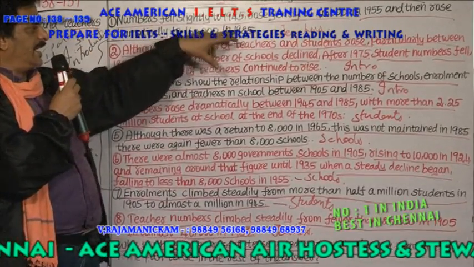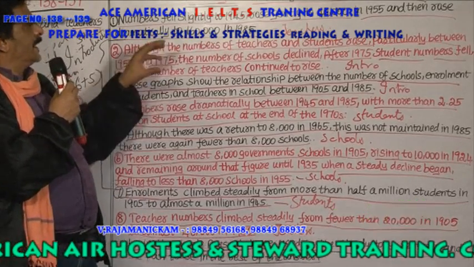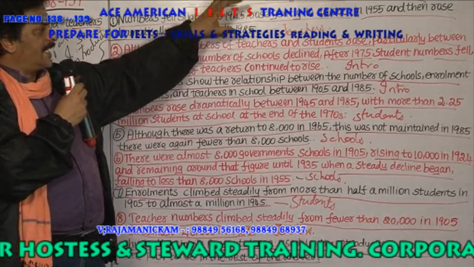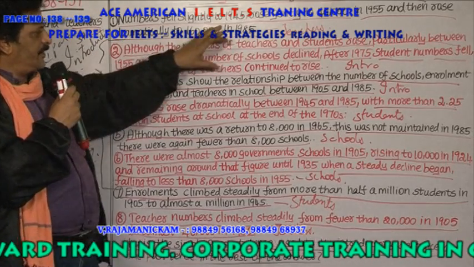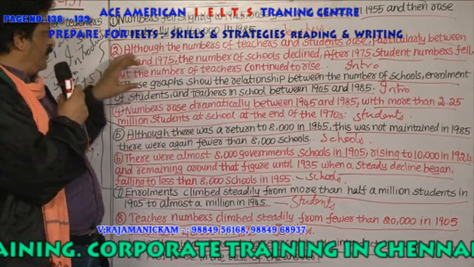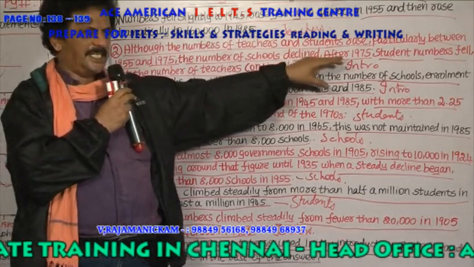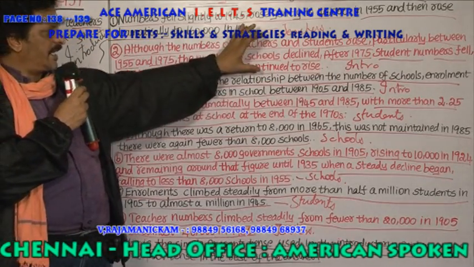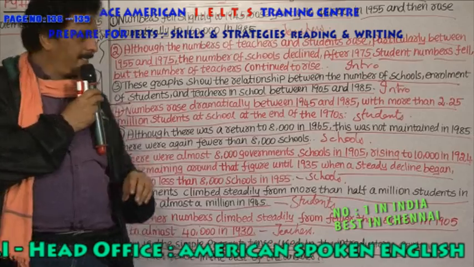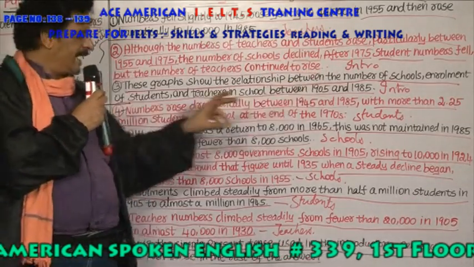Although the numbers of teachers and students rose particularly between 1955 and 1975, the number of schools declined after 1975. Student numbers fell but the number of teachers continued to rise. This is in the introduction. Next, these groups show the relationship between the number of schools, enrollment of students and teachers in school between 1905 and 1985. When school, students and teachers come together, it belongs to the introduction.